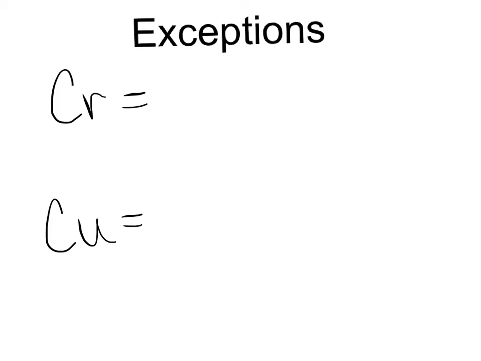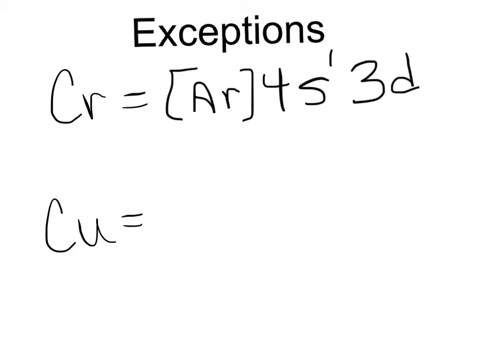So the exceptions occur in the transition metal area. Chromium, you would think would be argon 4s2 3d4, but instead chromium actually exists as 4s1 3d5. Apparently half filling a d orbital is more stable for that atom than having an s pair, and so that's just the way chromium exists.